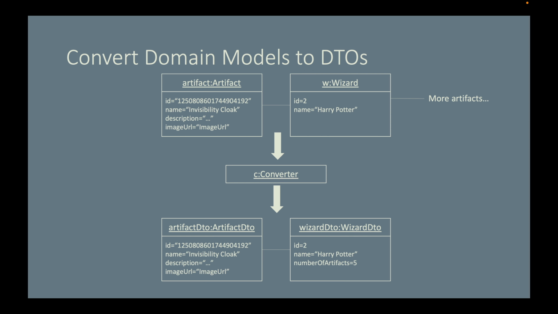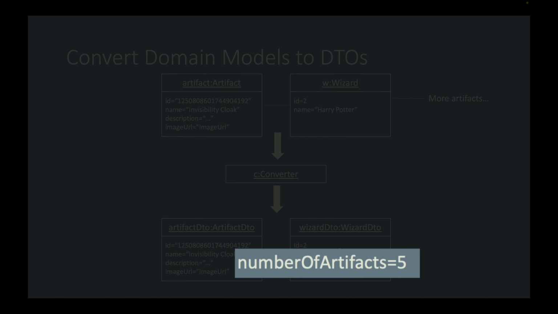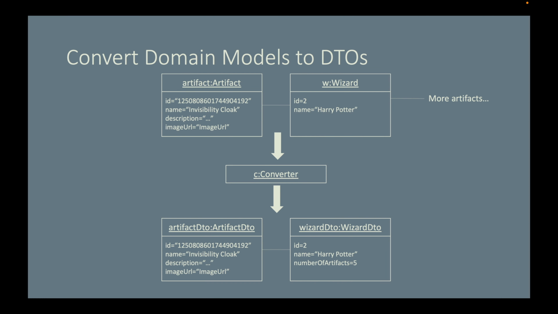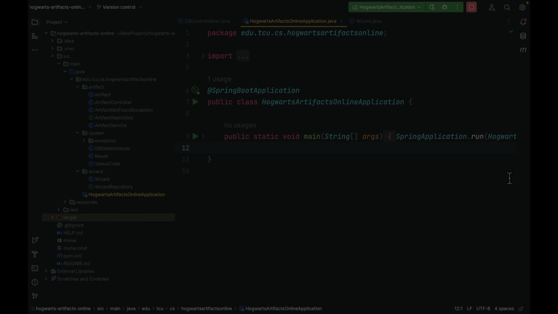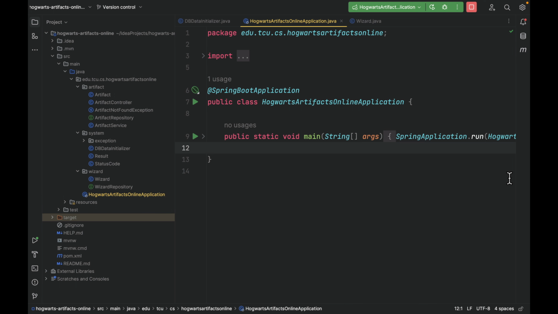Another benefit of DTO is that we can define some extra fields in it. For example, in this case, the wizard class doesn't have a field called number of artifacts, but we can add one in its DTO. Next, let's implement this diagram. Let's turn off the project.